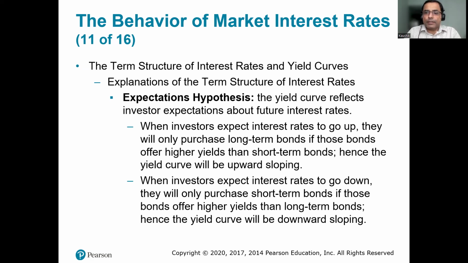If they expect interest rates to go down, then they would not like to invest in long-term bonds and earn less interest income. So they would like to invest more in short-term bonds in the expectation that interest rates may rise in future and they can reinvest and get higher income. So that is why the demand for long-term bonds decreases, and hence short-term bonds tend to offer higher yields. So it becomes a downward sloping yield curve.